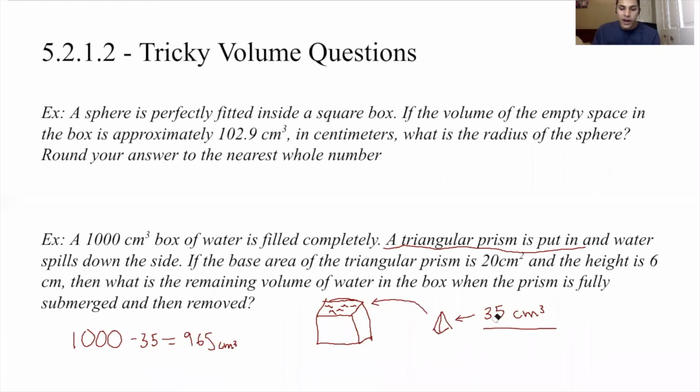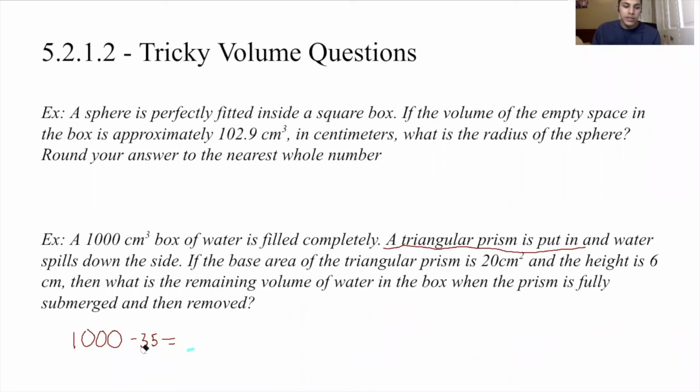Now, 35 is just a number I made up. That is not the volume of this triangular prism. So what you need to do in this case, and I'm not actually going to go through all the calculations because the point is just to figure out how to solve it, is find the volume of that triangular prism based off the information in the question.